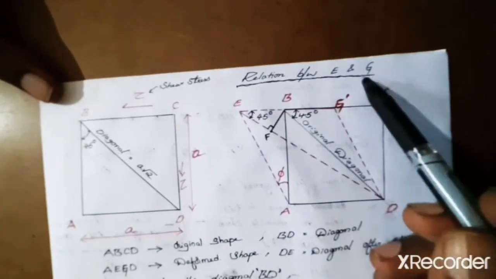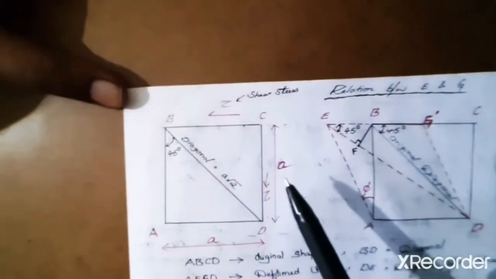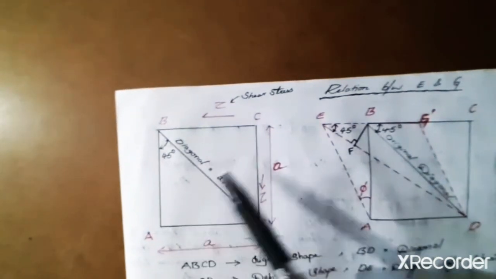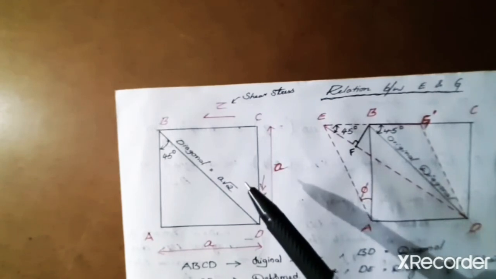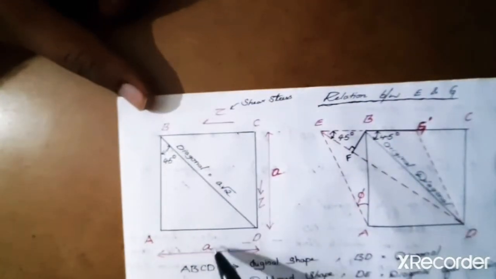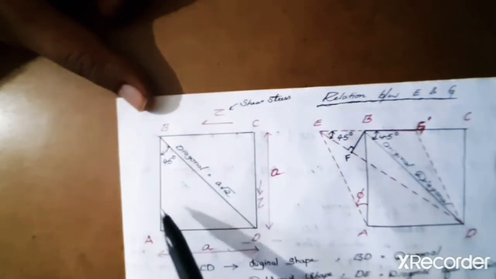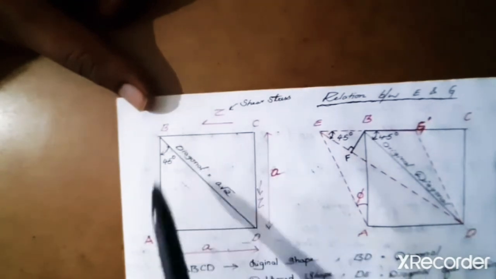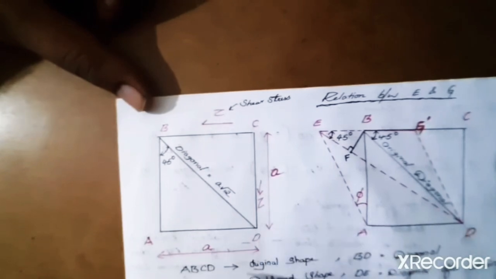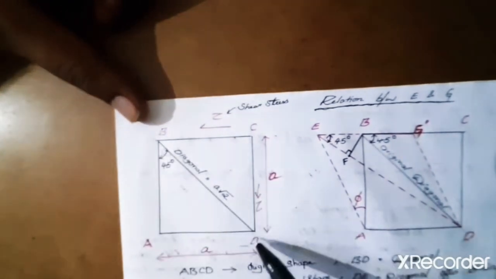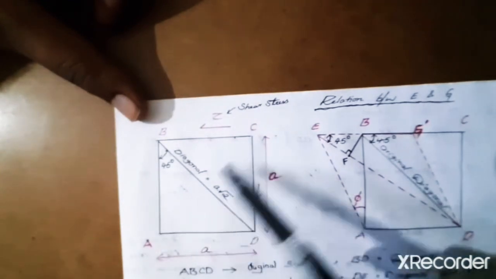In order to establish a relationship between E and G, I'm going to consider a body of square cross section. If a is the length of this side, each and every side will have the length a, right? So ABCD is the solid body under consideration. Now this DB is a diagonal, and AC is also a diagonal.